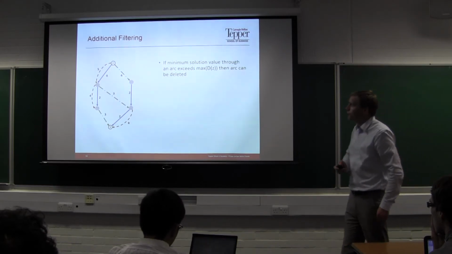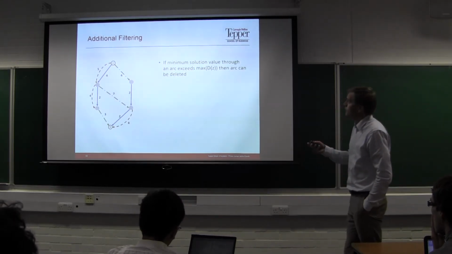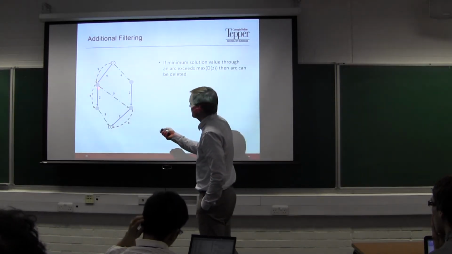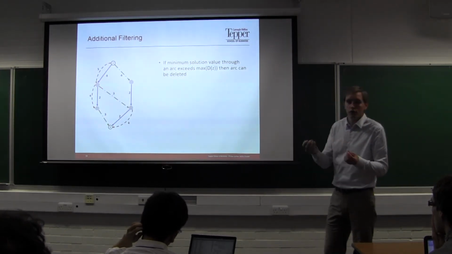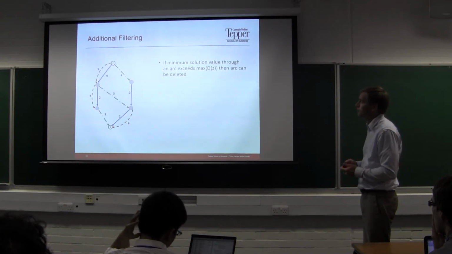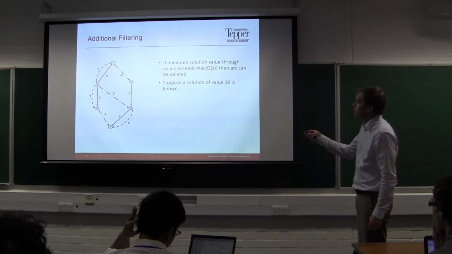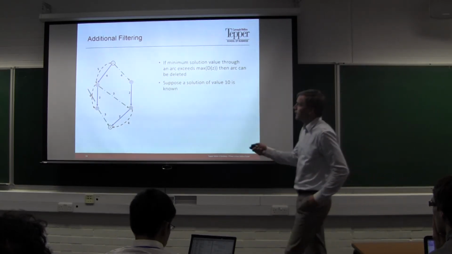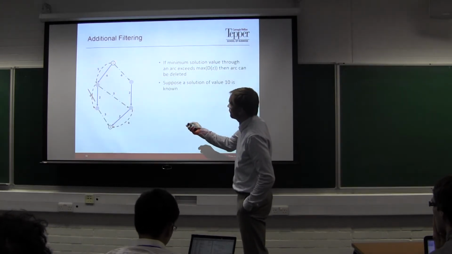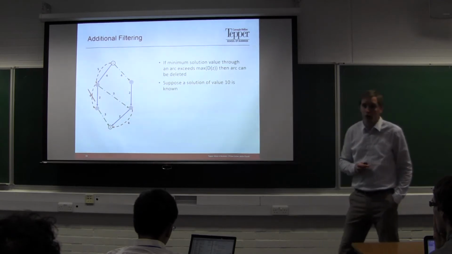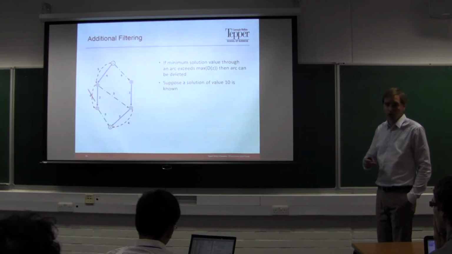And also I can do filtering. So for example, if an arc does not correspond to an improving solution, then I can remove it if it doesn't belong to such a solution. So for example, suppose I know that the value of 10 is known, and I look at this arc, then the shortest path through this arc would take 4, 4, and 3, and would be 11, so I can remove that arc. This can also be done in a straightforward way.